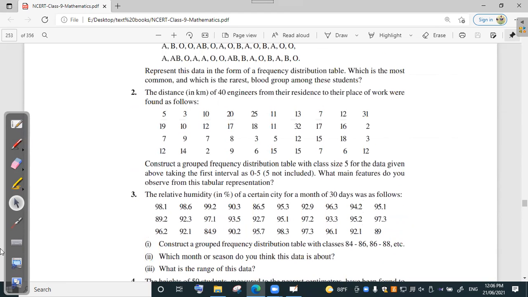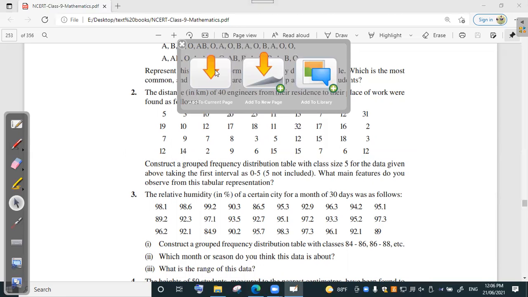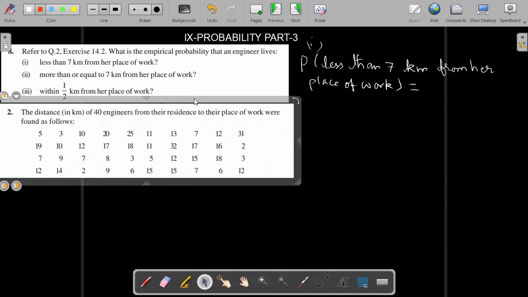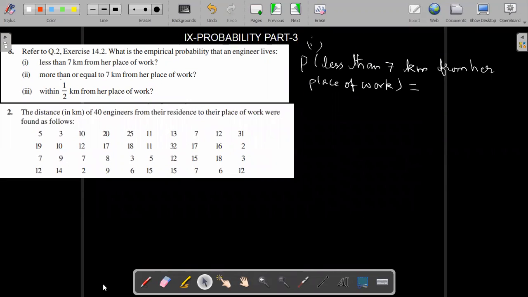14.2. Yes, we need the data because in this question we have to take the 0 to 5, 5 to 10 interval, but they have asked 0 to 5. So that is why we cannot take directly from that table. Understood why we cannot take from that data? Because that data was divided into 0 to 5, 5 to 10.